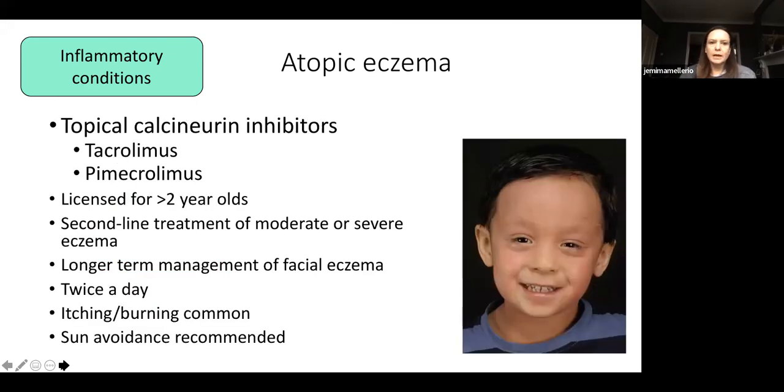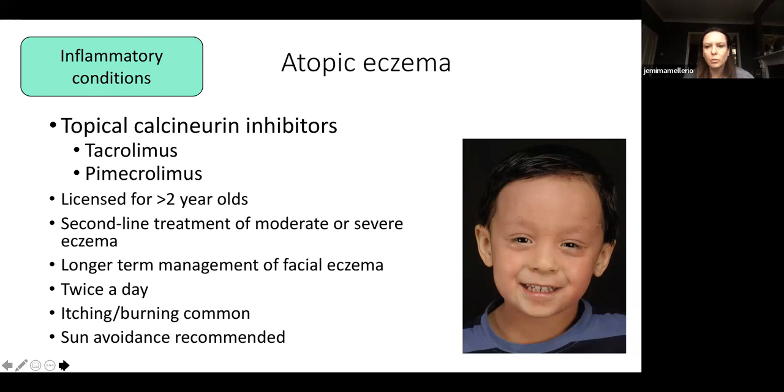The topical calcineurin inhibitors are great for childhood eczema. These are licensed for children above the age of two. So tacrolimus ointment or pimecrolimus cream. And they're very helpful second line treatments for more severe eczema. But they can be very useful longer term because they're not topical steroids.